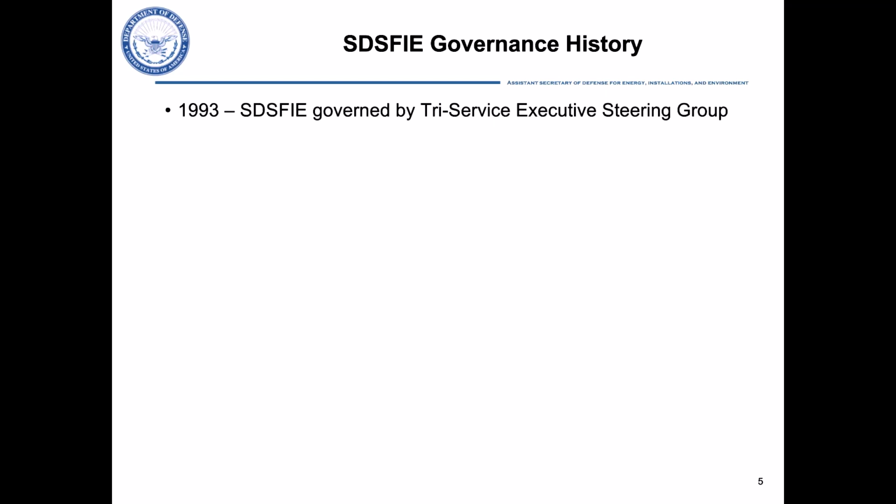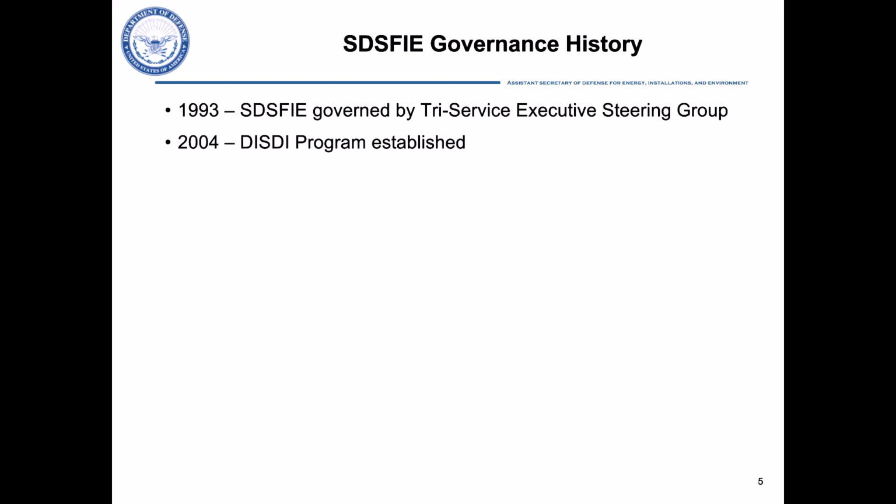The 3 decades of SDSFIE governance can be summarized in the following key events. In 1993, the SDSFIE Vector Data Content Standard was created as the Tri-Service Spatial Data Standards GIS data model. Oversight of the TSSDS was provided by the Tri-Service Executive Steering Group, comprised of the Air Force, Army, and the Navy, with rotating responsibilities for management of the standard.